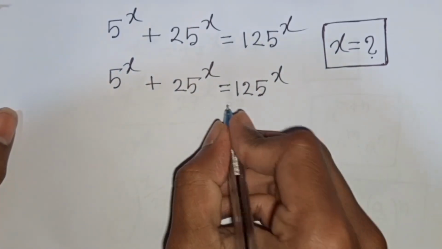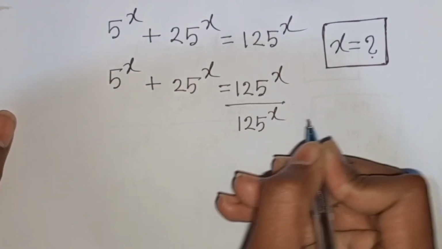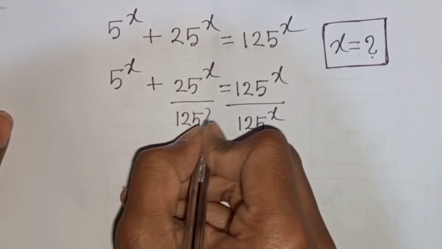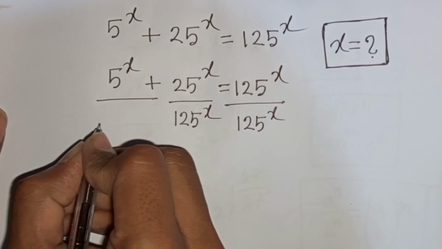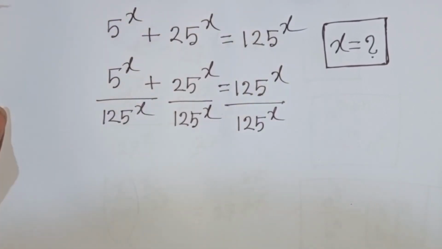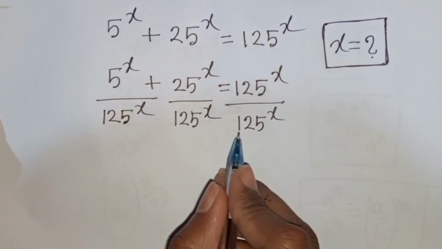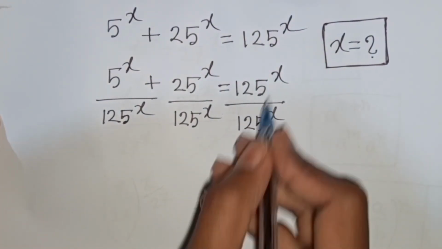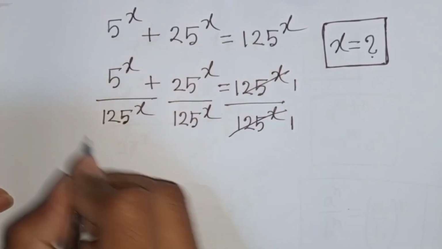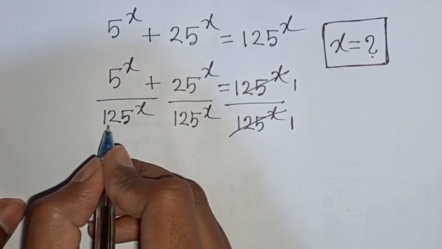So divide by 125 power x. Now we see this 125 power x cancels out. Now from here we see x is the same power but with different bases.